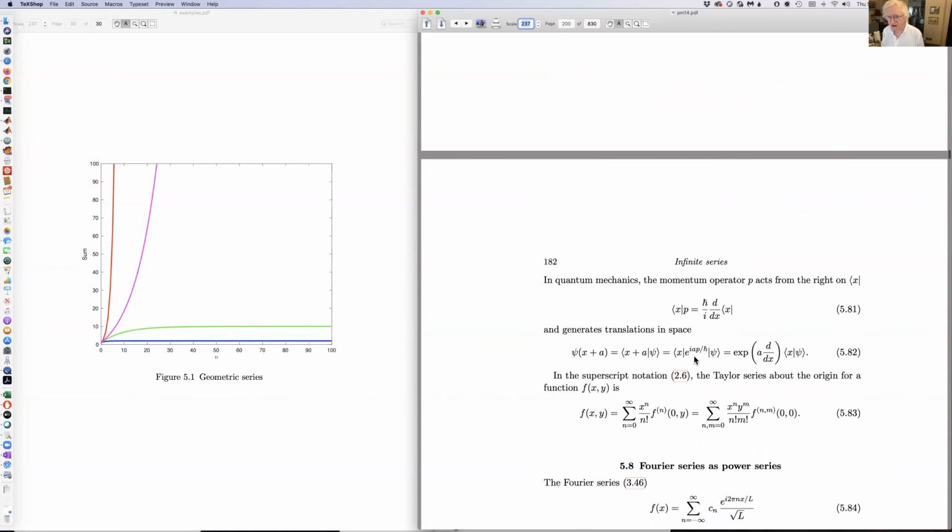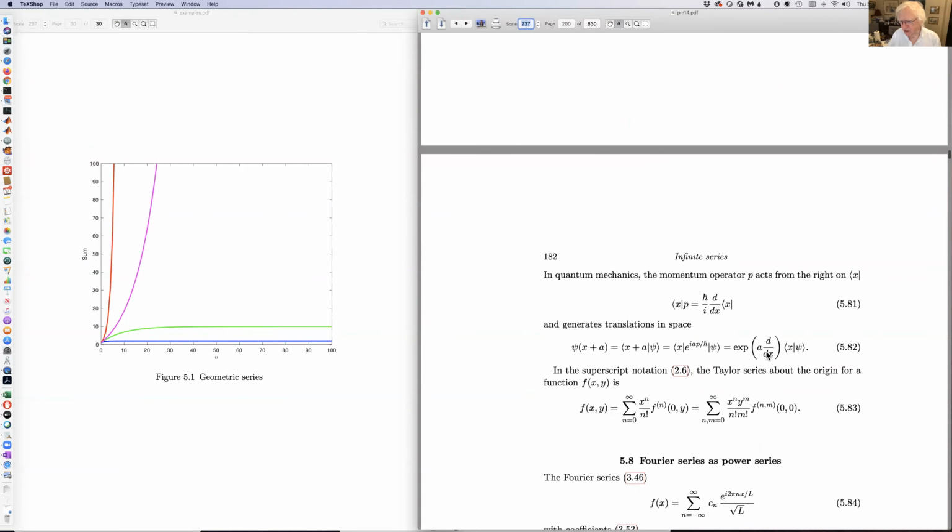It would be e to the a, and then i p over h bar. So the i over h bar cancels the h bar over i. And so this is really e to the a d by dx of x psi. So think about this equation. I think it might demystify some of quantum mechanics for you.